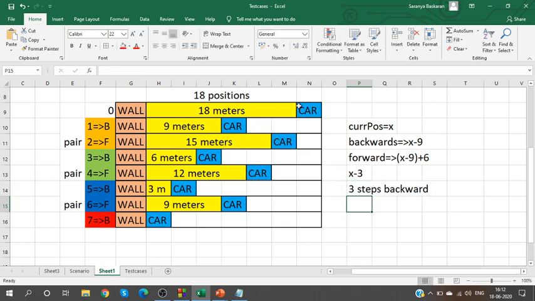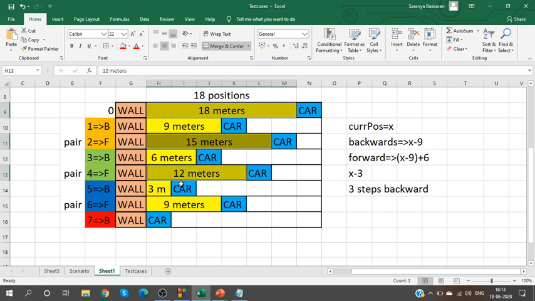From my position, I'll move backward by 9 steps and forward by 6 steps. So overall, it means I've just moved 3 steps. Am I right? From 18 meters, at the end of the first pair, I've moved to 15 meters. After the second pair, I've moved to 12 meters. After the third pair, we have moved to 9 meters. So at the end of each pair, 3 steps have been moved backward. Can you understand this? 3 positions are moved backward.